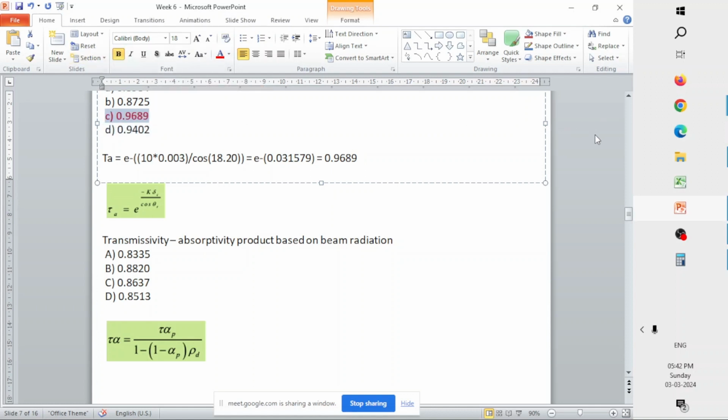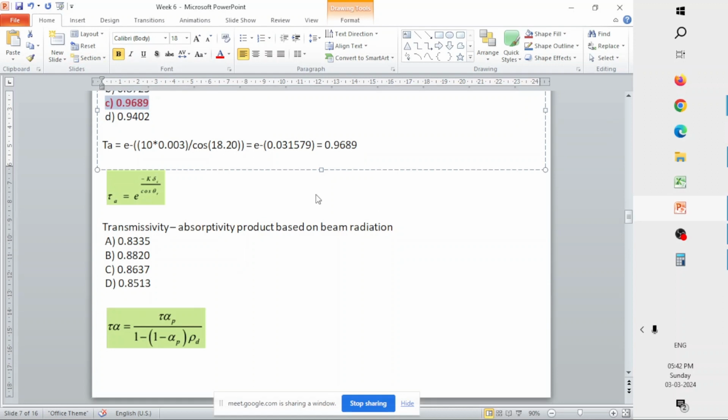So this is one of the questions which was asked in the ask a question tab, where you are asked to actually calculate the transmissivity absorptivity product based on the beam radiation. Here this actually means tau alpha b and not transmissivity tau into alpha. So it's not tau alpha p. Transmissivity absorptivity product based on beam radiation is tau alpha of the entire beam radiation and not the transmissivity times the absorptivity of the plate.